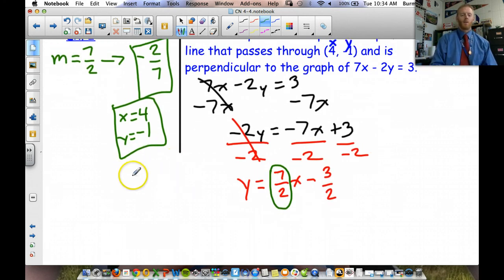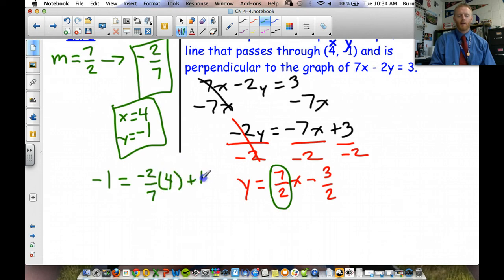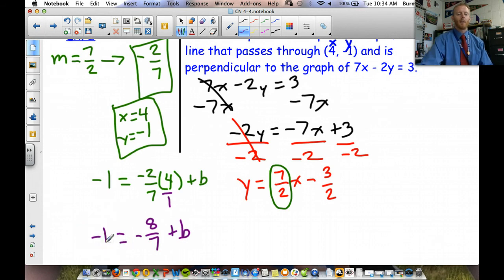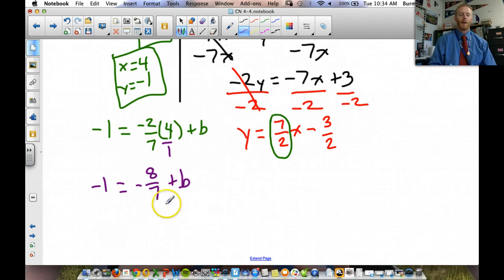All right, so y is -1. My slope is -2/7 times x, which was 4, plus b. And we're just going back to doing math. 2/7 times 4/1 gives me 8/7. So I have -8/7, which is negative, plus b equals -1. To get this by itself, we're going to have to add 8/7 to both sides, plus 8/7.